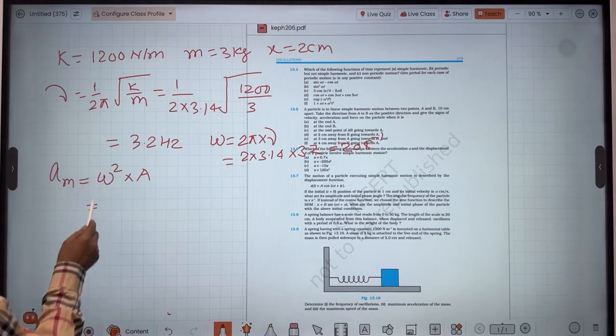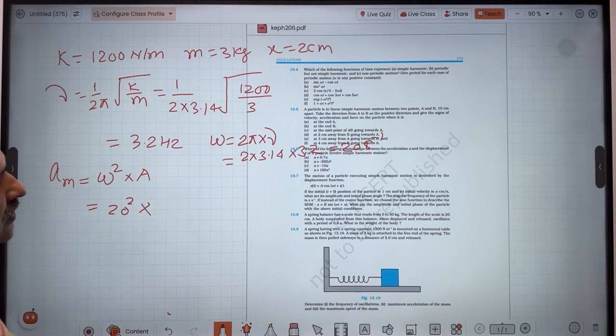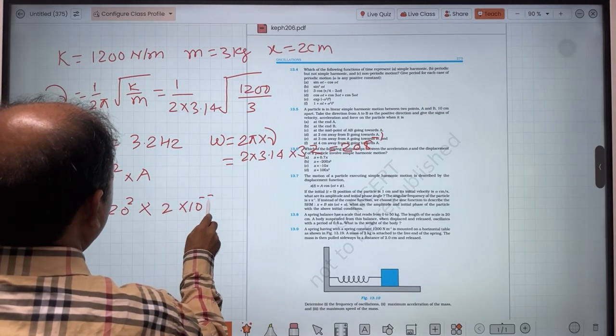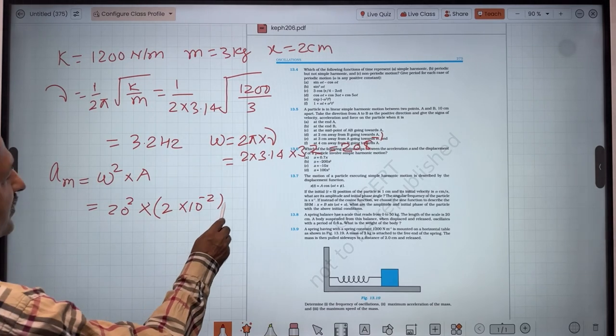So A maximum can be found as omega square times A. So that is 20 square times amplitude. Amplitude is given as 2 centimeters. So 2 into 10 to the power minus 2. And we can evaluate it. So it will become 8 meter per second square, right?